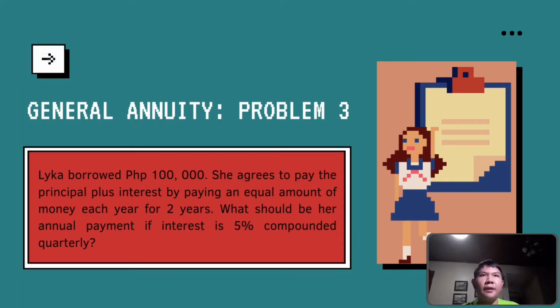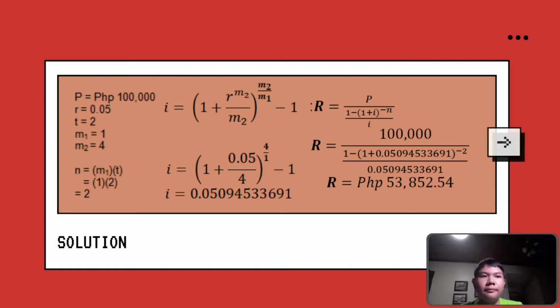For the periodic payment of general annuity, Laika borrowed 100,000 pesos and she agreed to pay the principal plus the interest by paying an equal amount of money each year for 2 years. What should be her annual payment if interest is 5% compounded quarterly? So we need to list down the information stated from the problem.